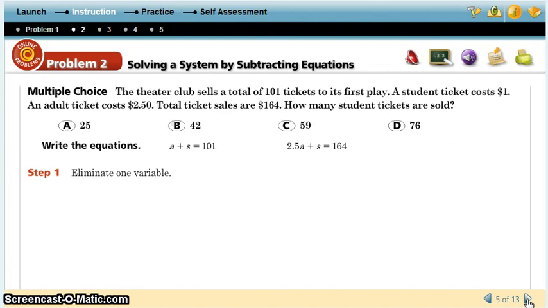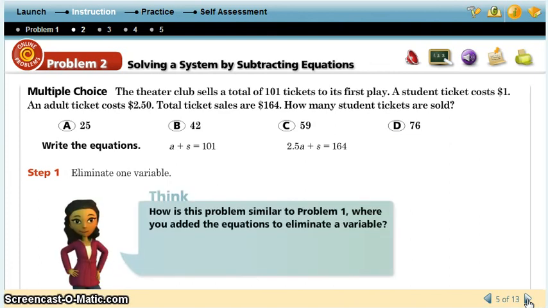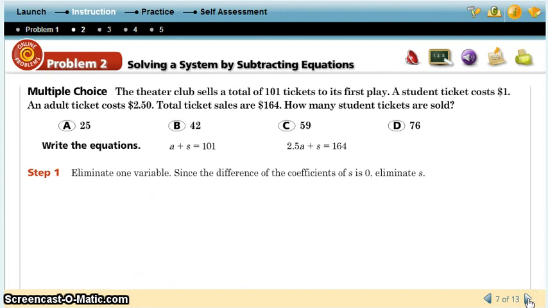Step 1. Eliminate one variable. How is this problem similar to problem 1, where you added the equations to eliminate a variable? In each problem, you are looking for coefficients of one variable that are either the same or opposites. Here, the coefficients of s are the same, so eliminate s. Since the difference of the coefficients of s is 0, eliminate s. Subtract the equations.